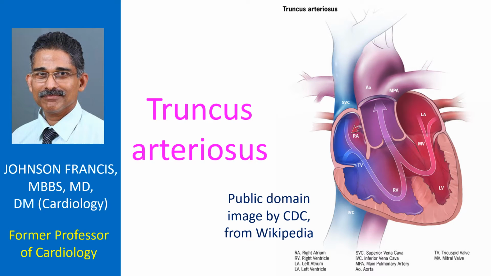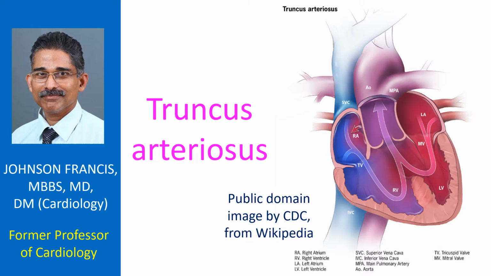Truncus arteriosus is a cyanotic congenital heart disease in which one single great vessel with a single semilunar valve gives rise to the aorta, pulmonary arteries, and the coronary arteries. There are four morphological types depending on the origin of pulmonary arteries from the truncus.